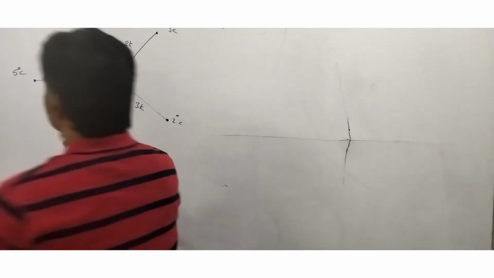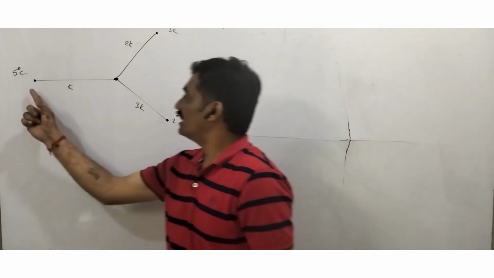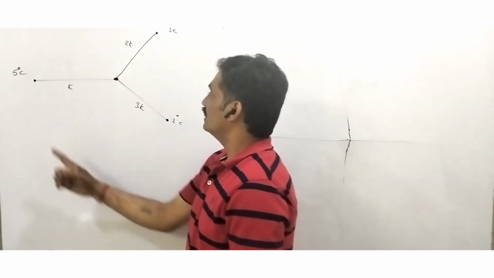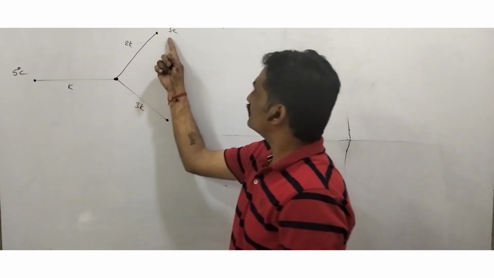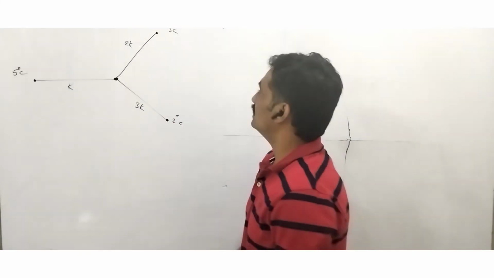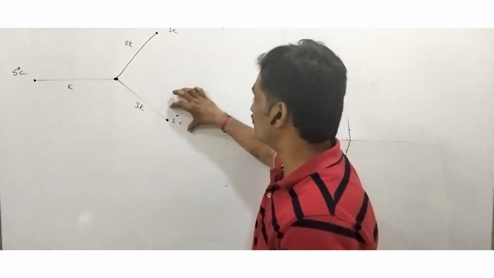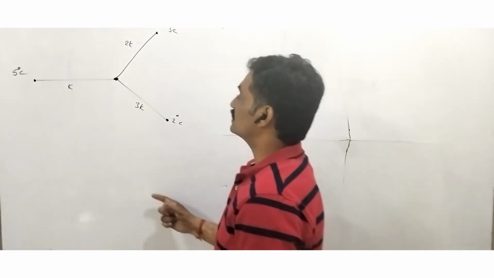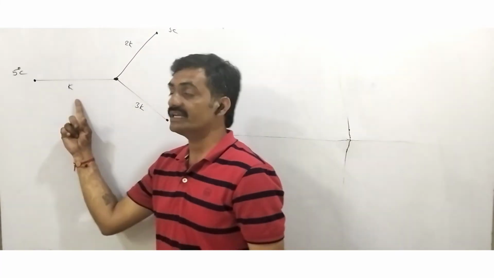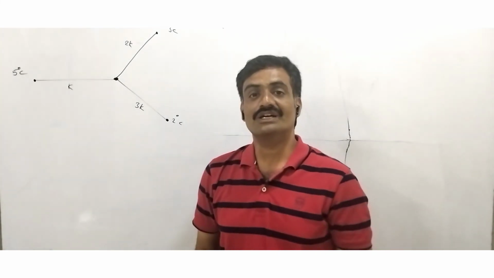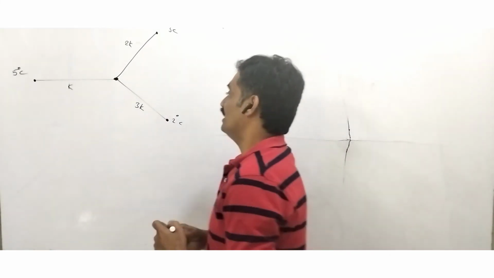So now let's observe this problem. Here observe that at this point the temperature is 5 degrees Celsius. Now this rod has been connected with two different rods, whereas the temperature at this end is 3 degrees Celsius and the temperature at this end is 2 degrees Celsius. The thermal conductivity of this rod is K, of this rod is 2K, and of this rod is 3K.